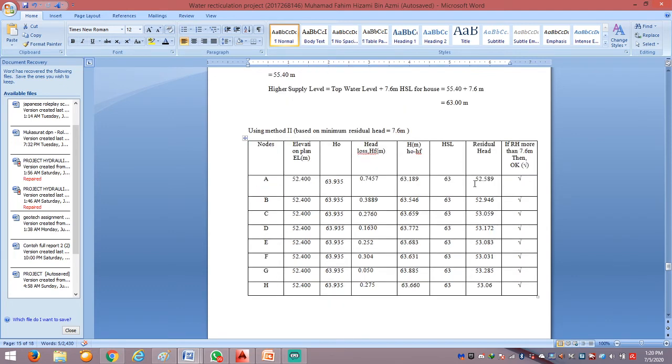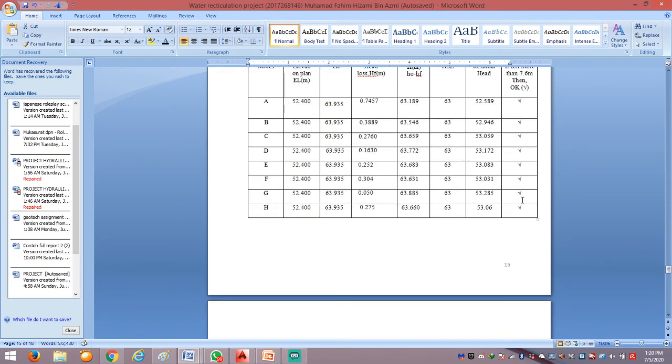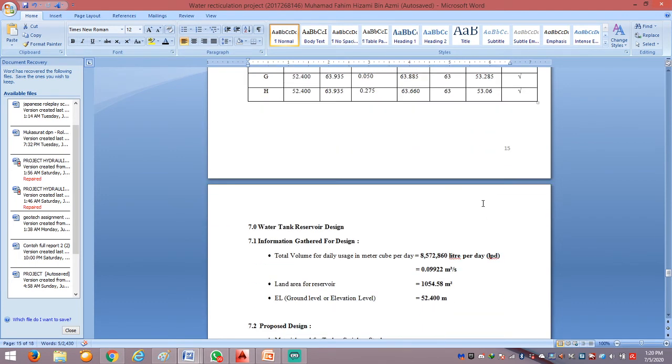After that, we can calculate the residual head. To calculate the residual head, elevation plan plus H minus HSL, and we will get the answer. So if the residual head is more than 76, then this is okay. So overall is all okay.